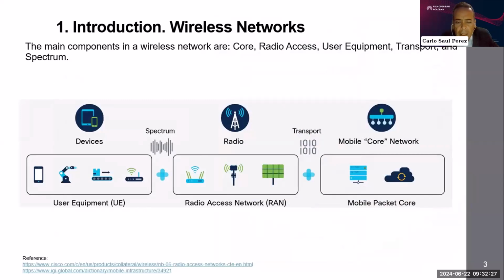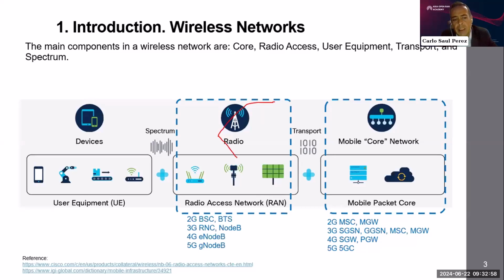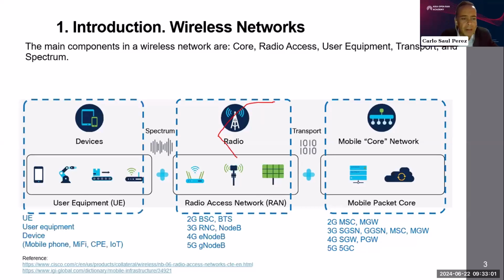First, I would like to start with this one. Here we have our wireless network. We have different components in our network, going from the core part here, the radio access part here, and devices. In each part we have different technology or different names. For example, for 2G, we have something like the MEC. In 5G, we have the 5G core. We have the radio access with different names depending on the generation. We have different kinds of user equipment with different features.